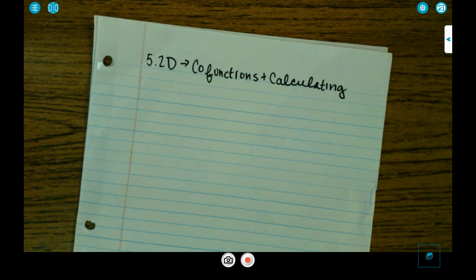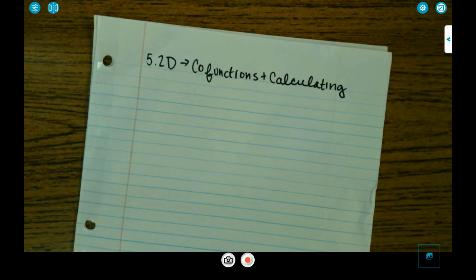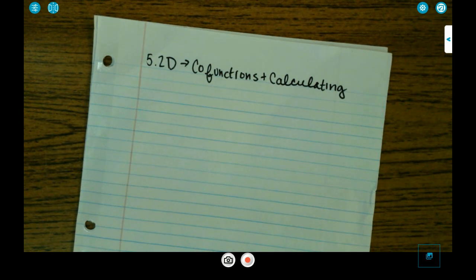Because that relationship exists, we have what are called cofunctions. Sine is a cofunction with cosine. Secant is a cofunction with cosecant. And tangent is a cofunction with cotangent. So the one that literally has the word co on the beginning of it. So those are our cofunctions.